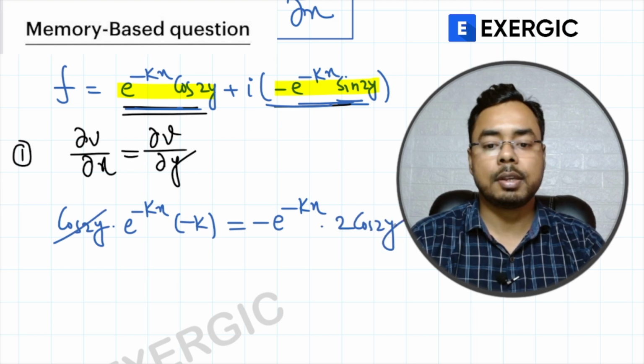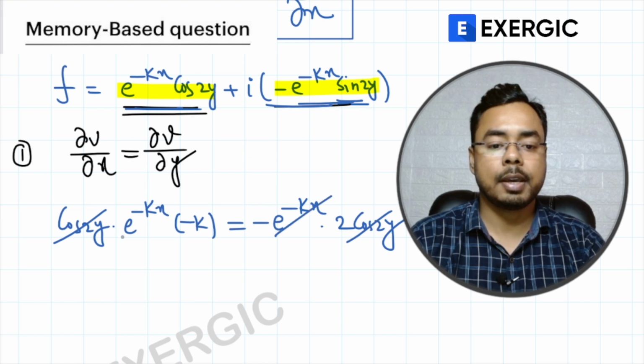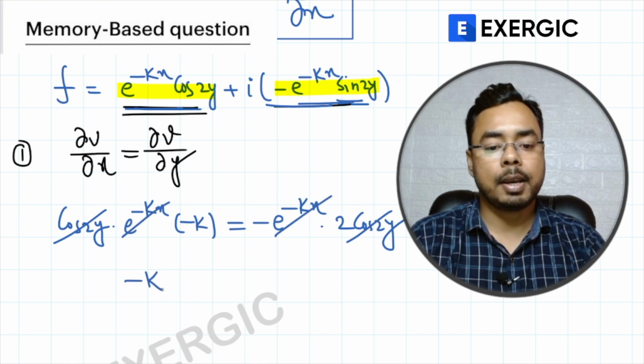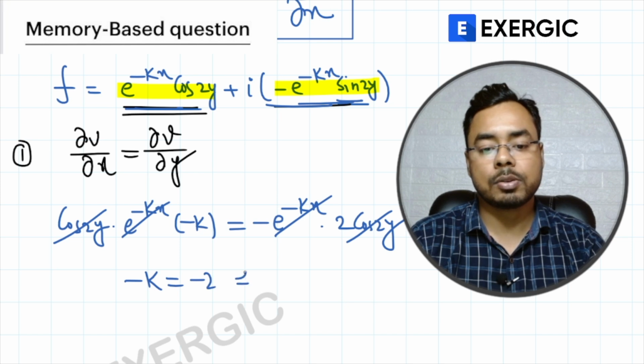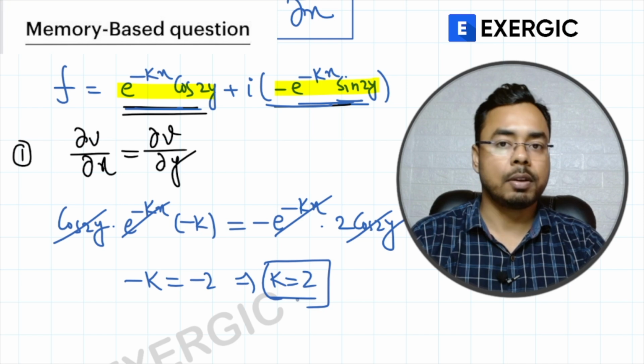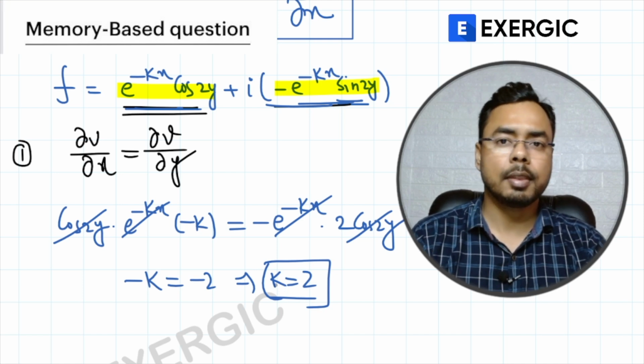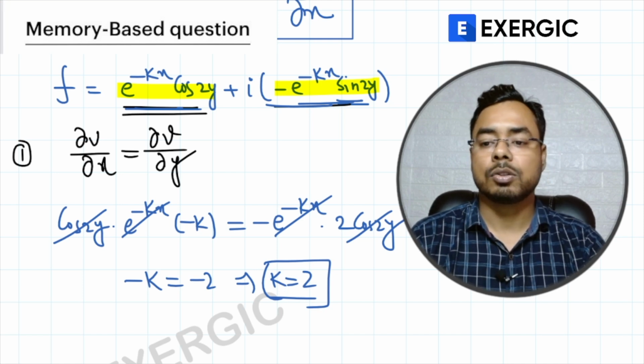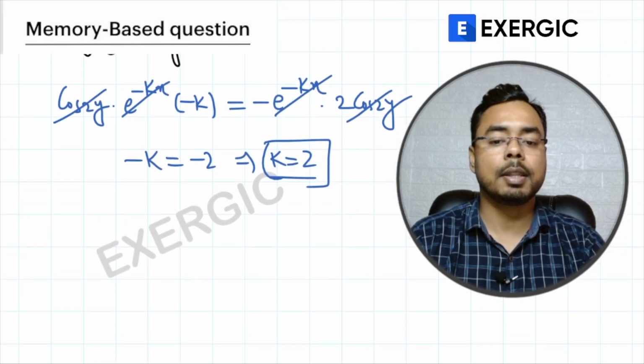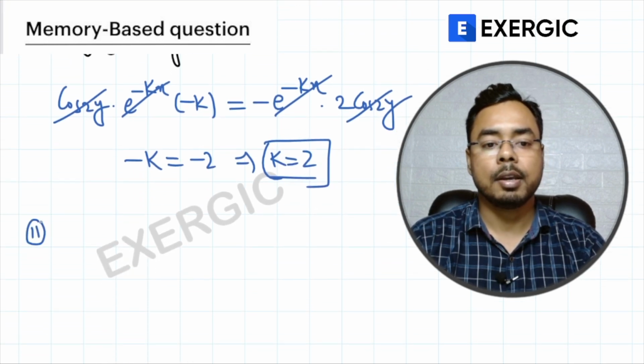So now cosine 2y, these two will cancel, e to the power minus kx will cancel, so basically minus k will be equal to minus 2, and from here the value of k will be 2, right? So if k is equal to 2, then the function will be analytic. From here itself we have obtained the correct answer, but if you want, you can verify the second equation also, right?